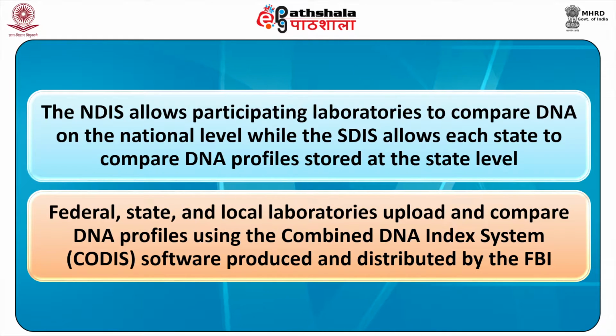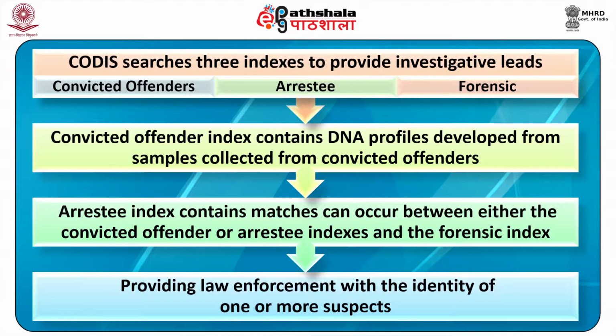The National DNA Index System allows participating laboratories to compare DNA on a national level, while the State DNA Index System allows each state to compare DNA profiles stored at state level. Federal, state and local laboratories upload and compare DNA profiles using Combined DNA Index System software produced and distributed by the FBI. CODIS searches three indexes: convicted offenders, arrestees and forensic samples to provide investigative leads.